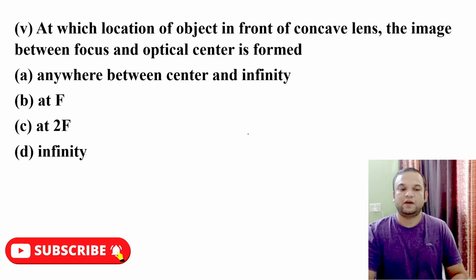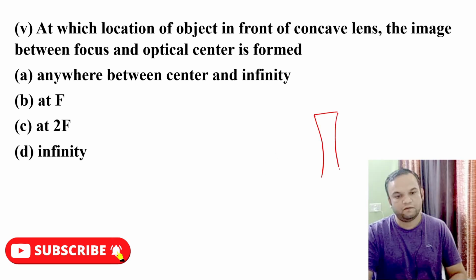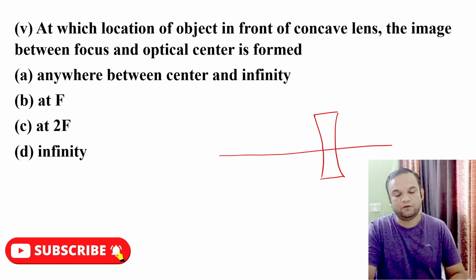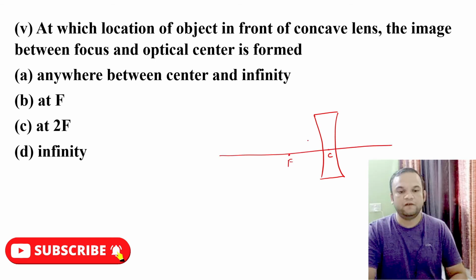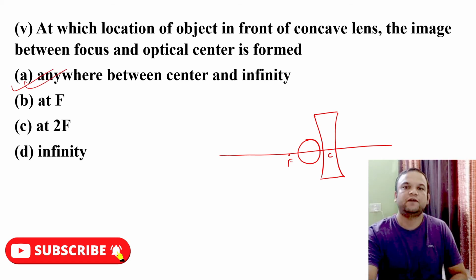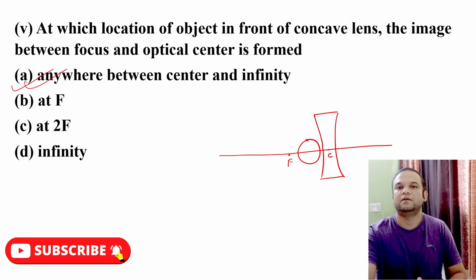At which location of the object in front of concave lens, the image between focus and optical center is formed. For the concave lens, if the image has to be formed between the optical center and the focus, in this particular region, then the object has to be placed anywhere between optical center and infinity. So these were the 5 questions based on the passage number 1.